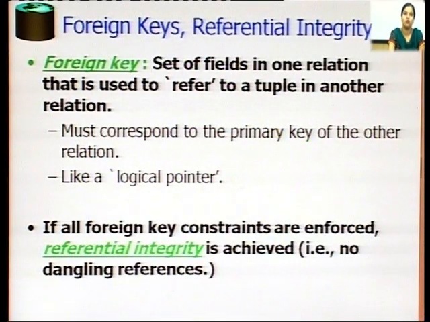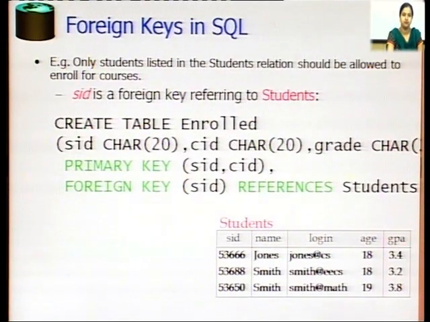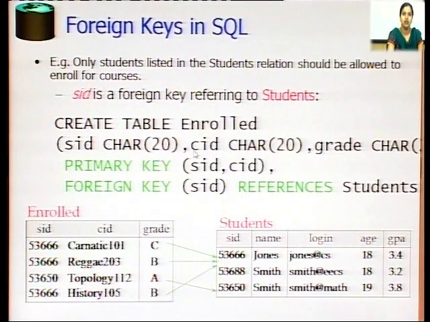A set of fields in one relation that is used to refer to a tuple in another relation must correspond to the primary key of the other relation. So this is the logical pointer, and if all the foreign key constraints are enforced, we say referential integrity is achieved. This is how to define the foreign key in SQL. Create table enrolls, SID char 20, primary key SID, foreign key SID references students. So this is the syntax to create the foreign key in the table.